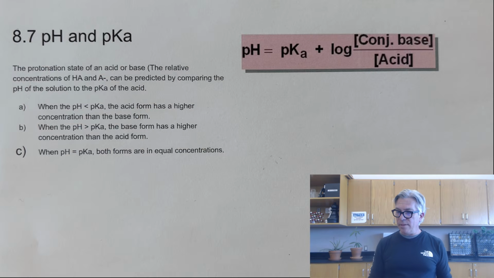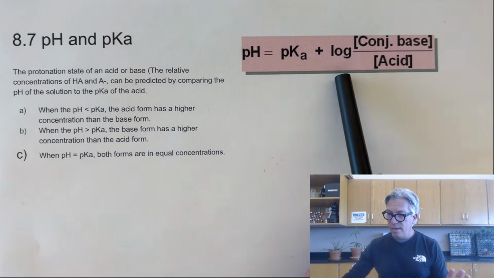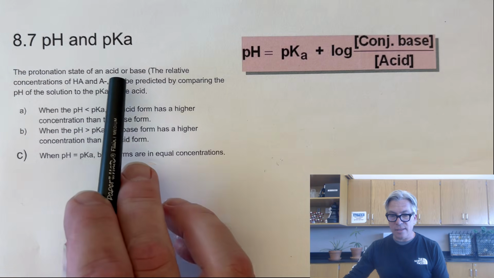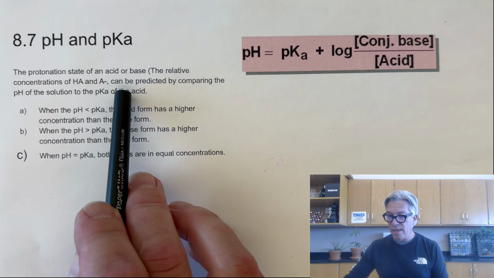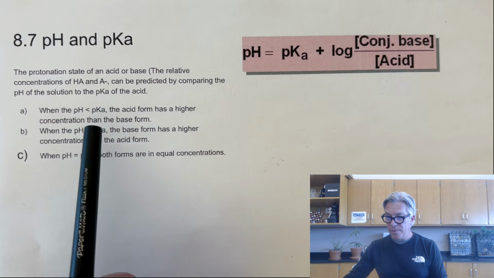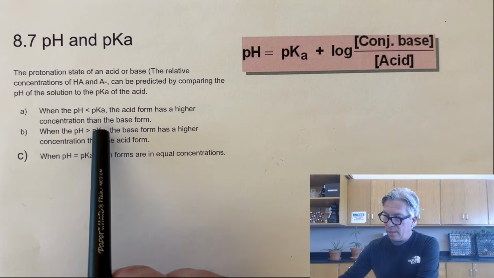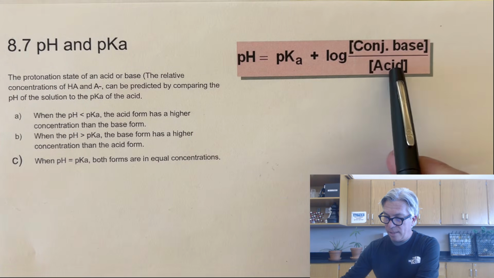Section 8.7, pH and pKa. Again, I included the Henderson-Hasselbalch equation over here because, look what it says: the protonation state of an acid or base, the relative concentrations of HA and its base, can be predicted by comparing the pH of the solution to the pKa of the acid. When the pH is less than the pKa, the acid form has a higher concentration than the base form, because now we've got more down here and the resulting pH drops slightly.